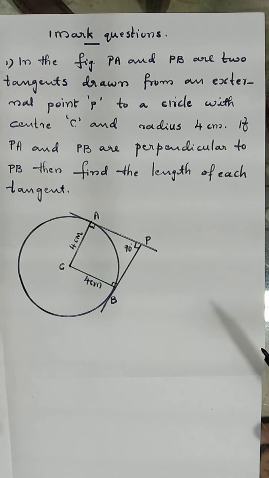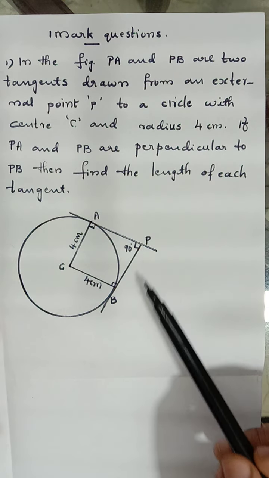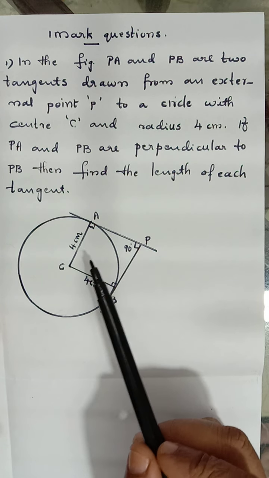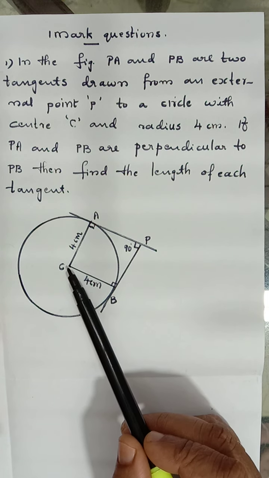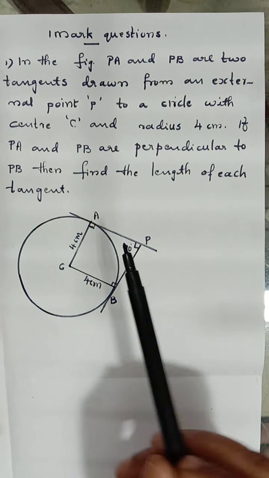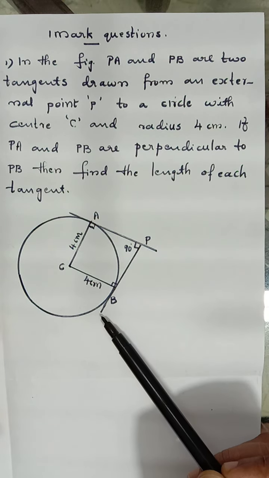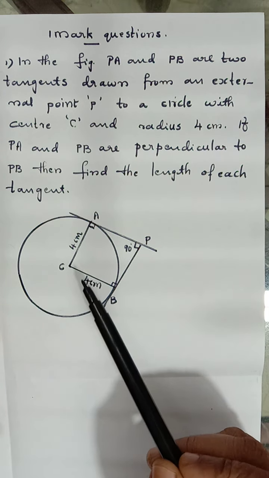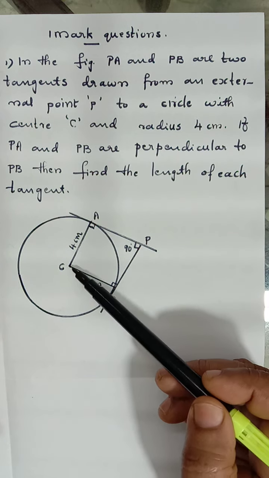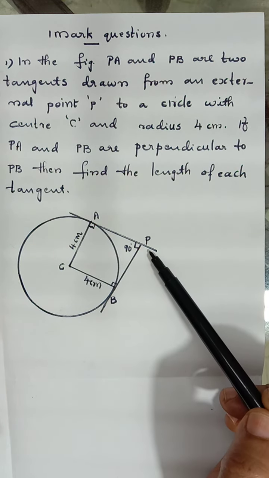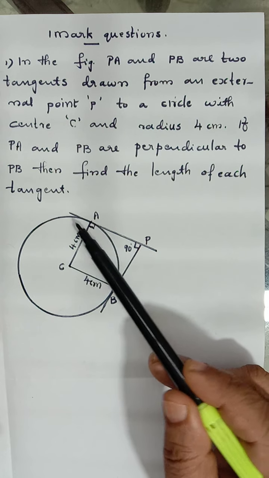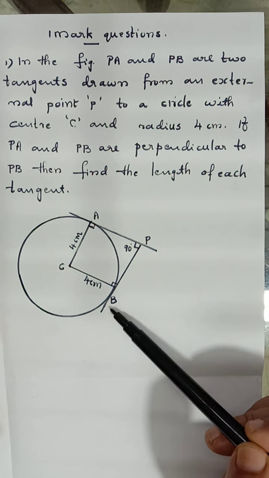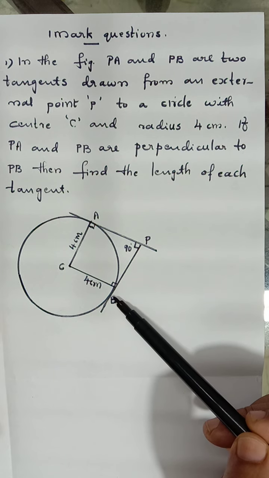First question: in the figure, PA and PB are two tangents drawn from an external point P to a circle with the center C and radius 4 cm. We know that always the radius is perpendicular to the tangent. So here CA is perpendicular to AP. CB is another radius perpendicular to PB, another tangent.